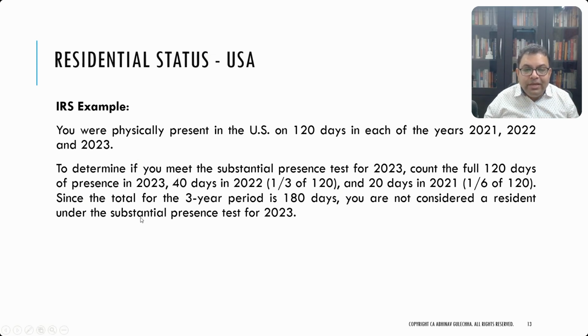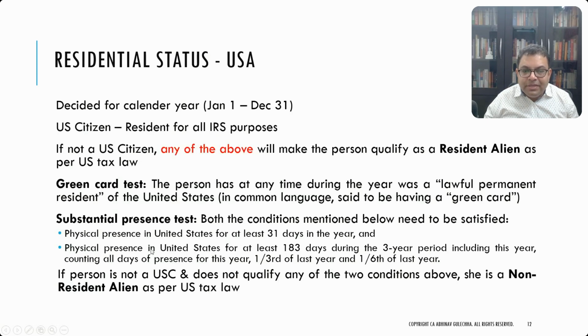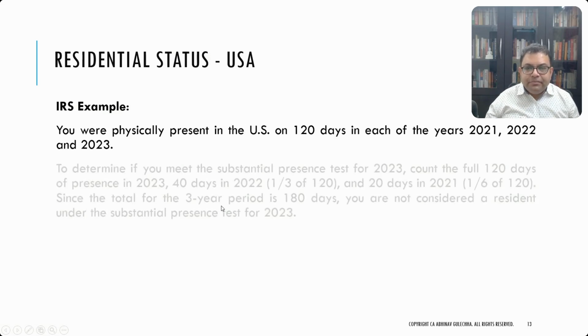Now, since this is 180 days, and the substantial presence test requires that you need to be present for at least 183 days during the 3-year period, you are not meeting this condition. So if you are not meeting the substantial presence test, and you are not meeting the green card test, then you qualify as a non-resident, right?